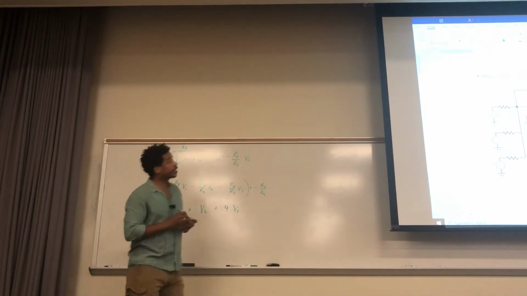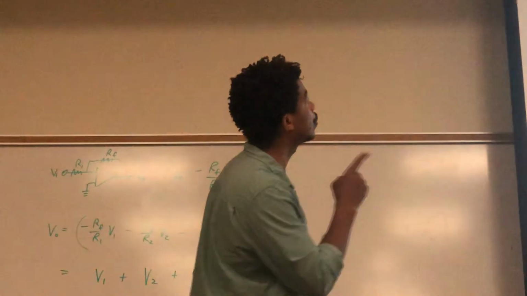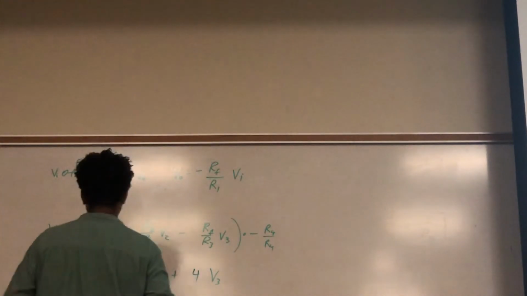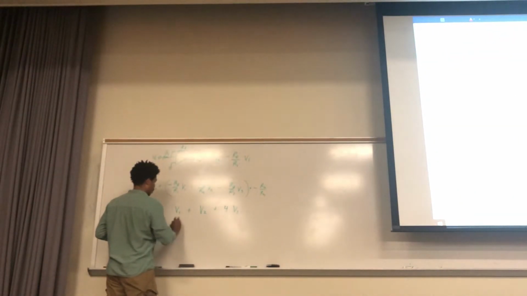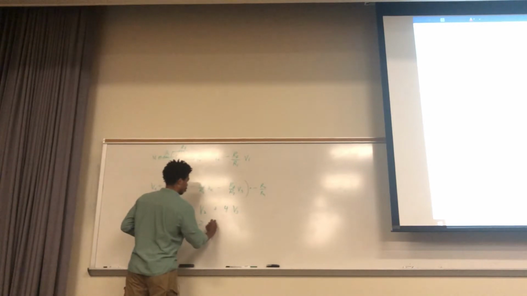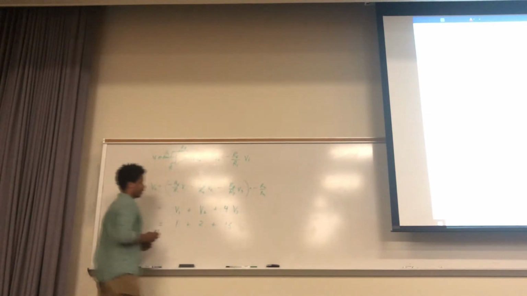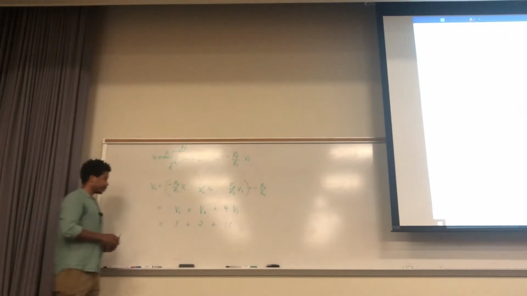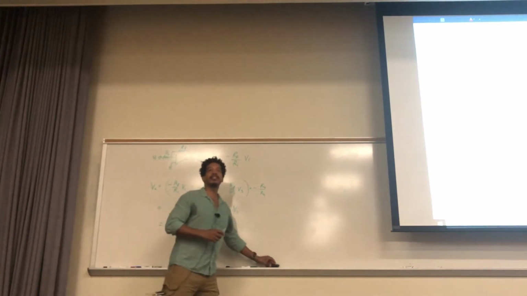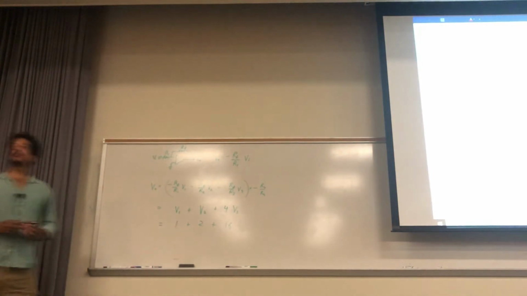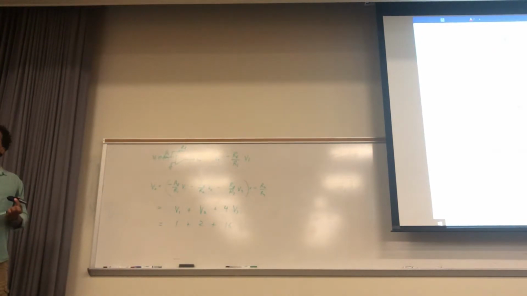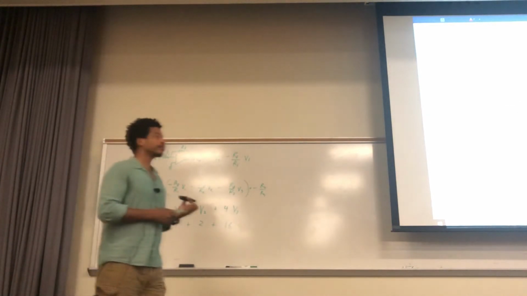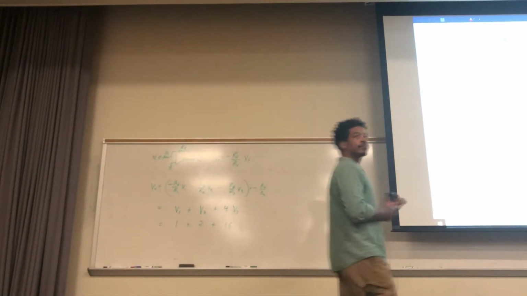So V1, we have a 1, 2, and a 4. So that's 1 plus 2 plus 16. So then the answer is like 19. Questions? You guys okay with that?